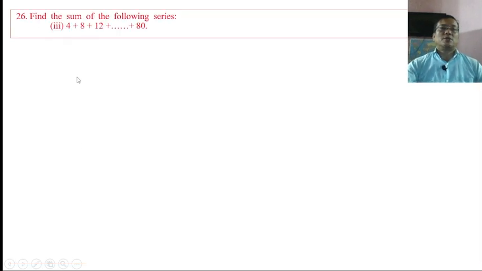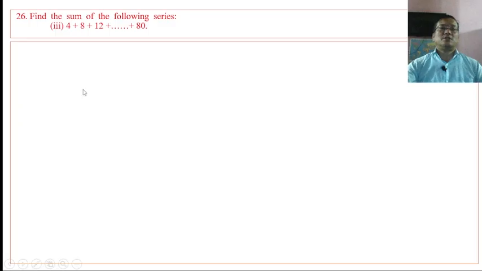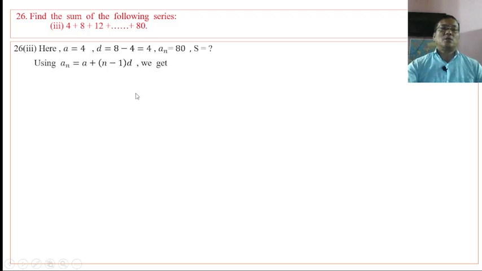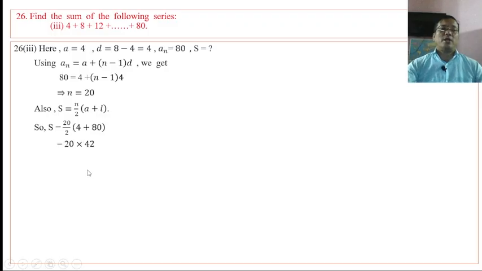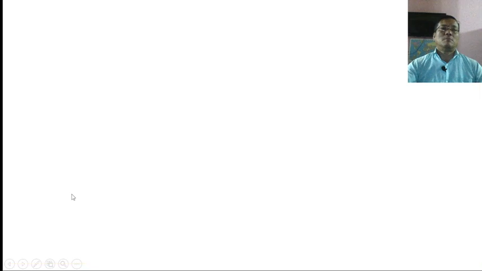Roman number 3. The terms in the series are in AP with first term 4, common difference 8 minus 4. Last term an is given, the sum is what? Firstly, you have to use the an formula. Then we have n equal to 20. Here also S is n by 2 times A plus L, giving the respective values and solving, we get the required sum is 840.